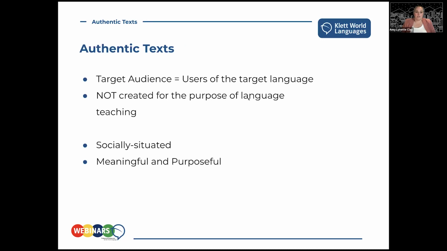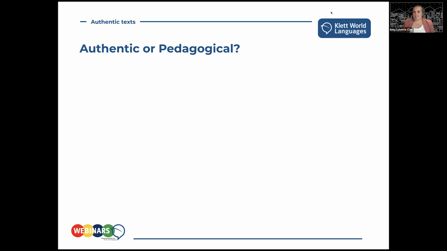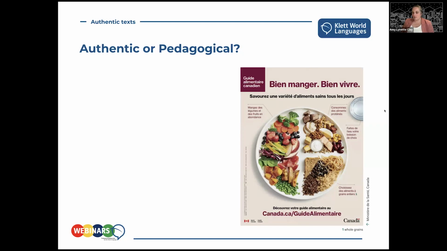And so let's do a little test. And here, I won't say thumbs up, thumbs down, but we can continue to use the chat. Is the text authentic or pedagogical? So let's test ourselves with this first one. We've seen this already today, the eat well, live well. Is this authentic or pedagogical? Is the target audience users of the target language, authentic? Is the target audience our students? Is it made for students, pedagogical? Yeah, I see authentic everywhere. All right, let's keep going.